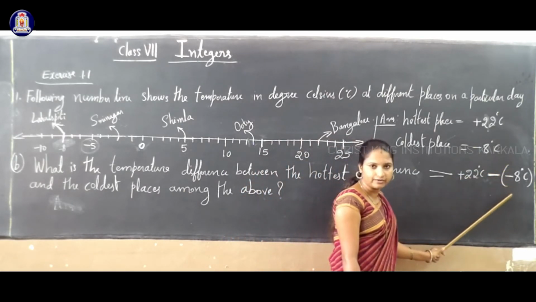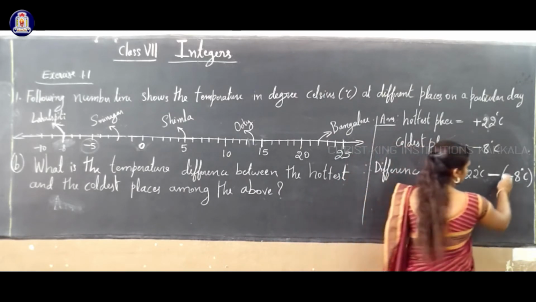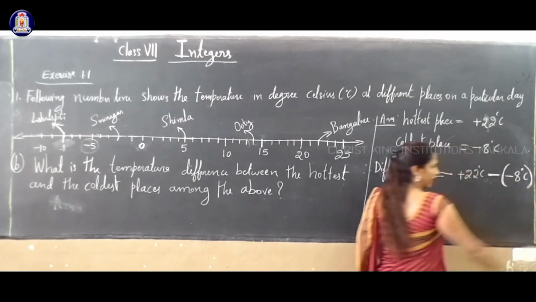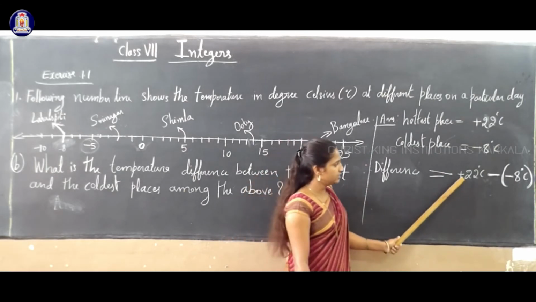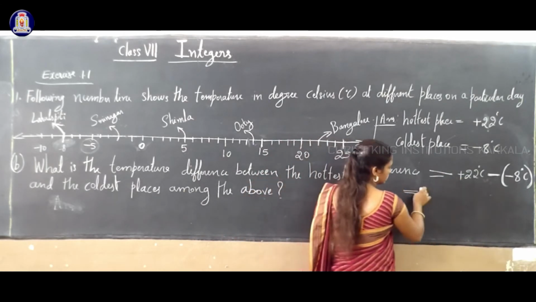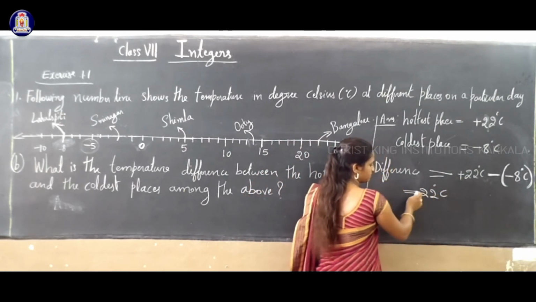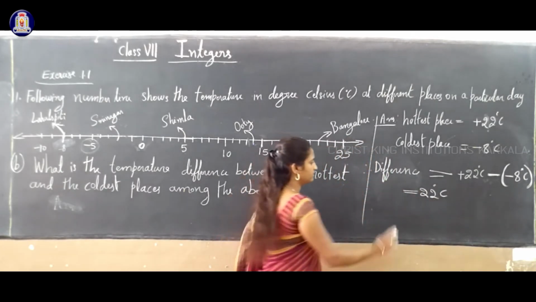Inside the bracket you write the negative integer. Always, if you get negative integers, write them in a bracket. Clear? So write like this: +22 degrees Celsius as it is.